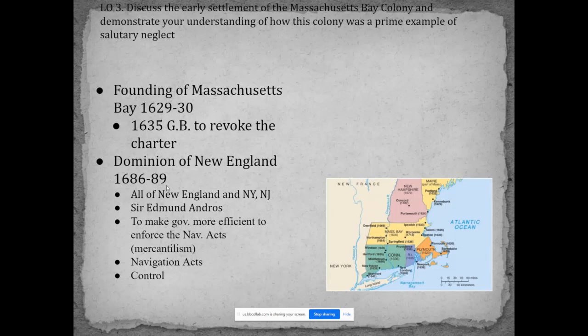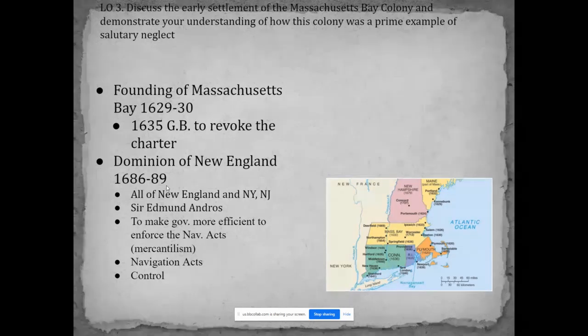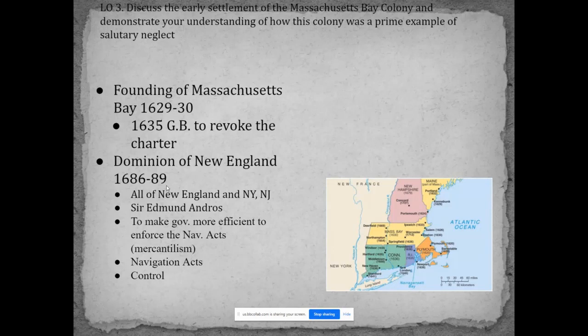It reaffirms this culture of independence that has developed in each of these colonies to some degree, some more than others. Like Georgia and the Carolinas were a little bit more controlled than someplace like Massachusetts, but there was still a degree of salutary neglect in all of the colonies. And so this further confirms that, right?